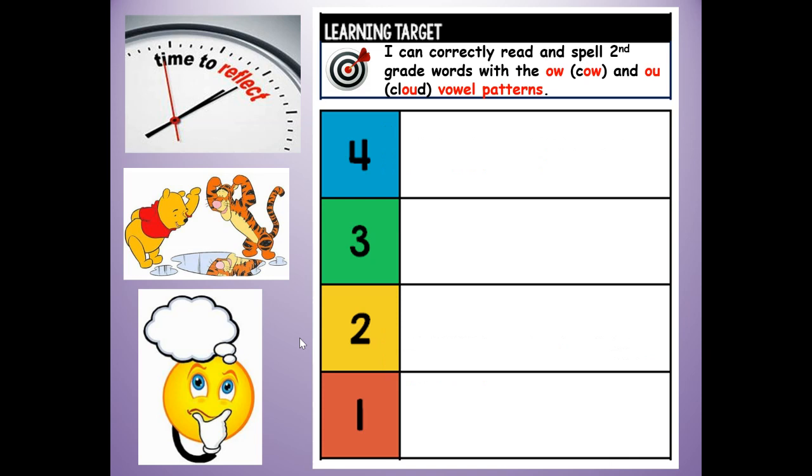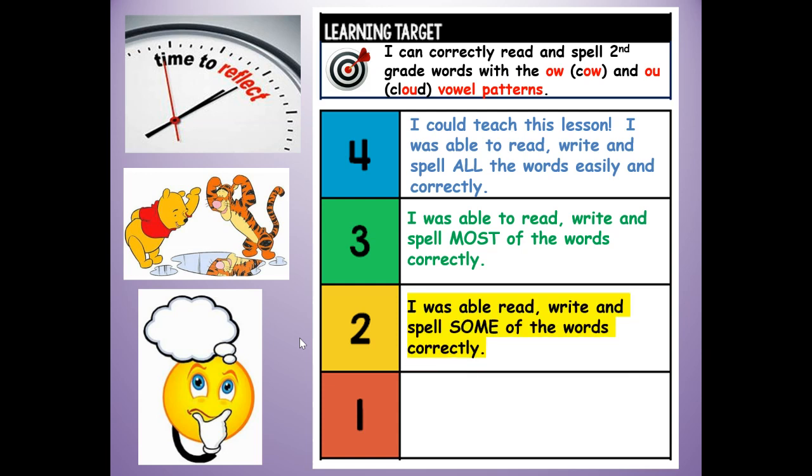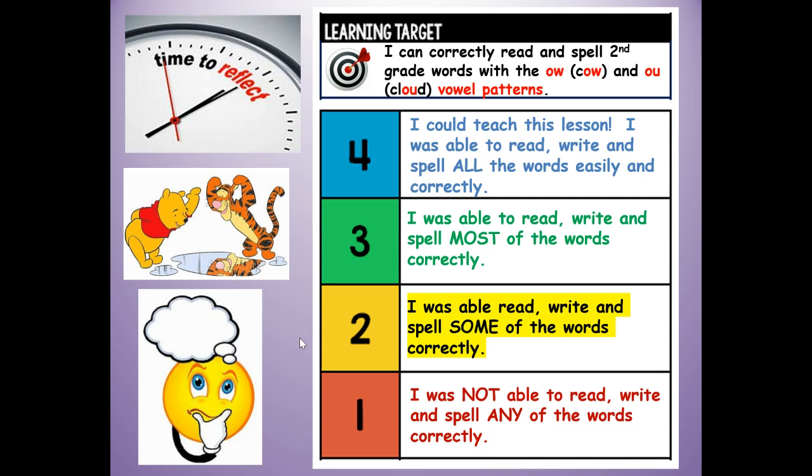So let's do our learning target and reflect on it. How do you think you did? I can correctly read and spell second grade words with the OW, ow as in cow, and the OU, ow as in cloud vowel patterns. Would you give yourself a 4? I could teach this lesson. I was able to read, write, and spell all the words easily and correctly. Would you give yourself a 3? I was able to read, write, and spell most of the words correctly. 2, I was able to read, write, and spell some of the words correctly. Or 1, I was not able to read, write, and spell any of the words correctly.